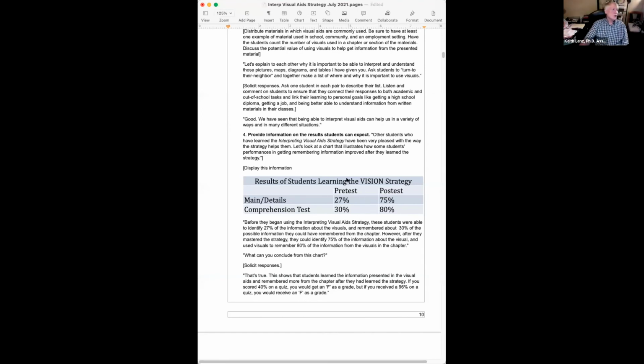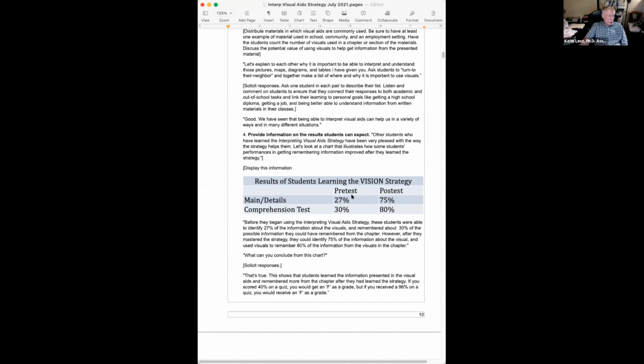So the results of students learning the vision strategy. There were two tests. One was main ideas and details: could they give us the main idea and details for each visual? And then the other was a comprehension test. The teachers created a comprehension question over each visual.